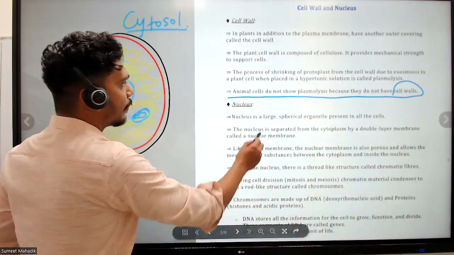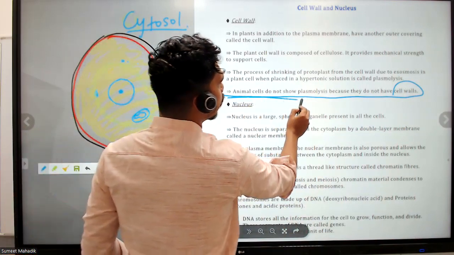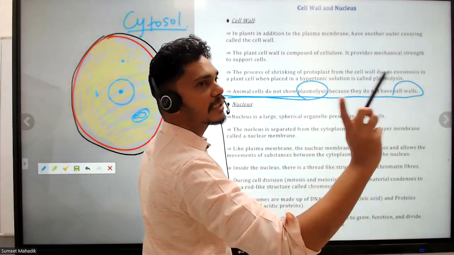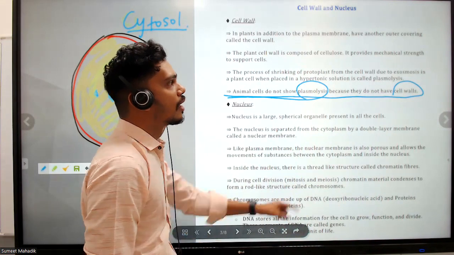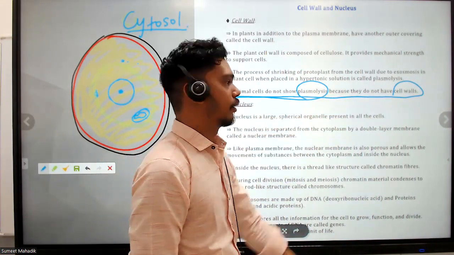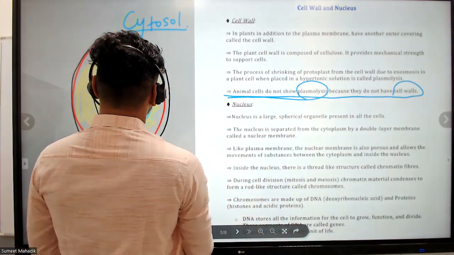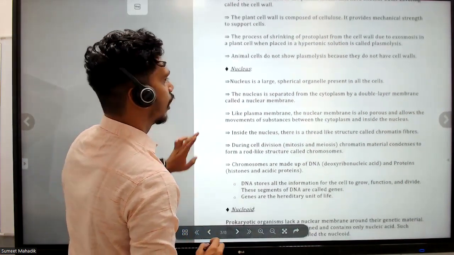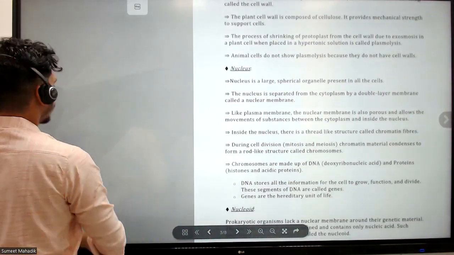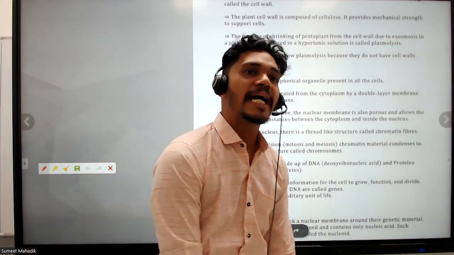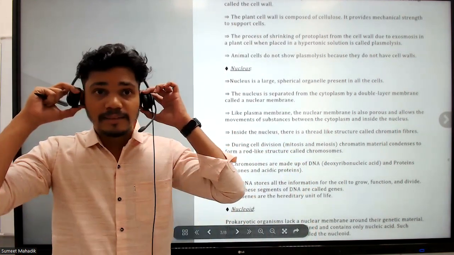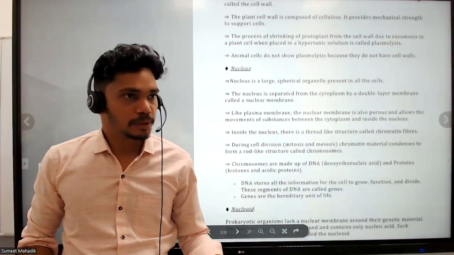Okay. Now, why do animal cells not show plasmolysis? You have to give the answer. They do not have a cell wall. Okay, let's go further. Nucleus. What is nucleus? The one which controls all the activity. I can listen, I just haven't put this on. You can ask me questions, okay?